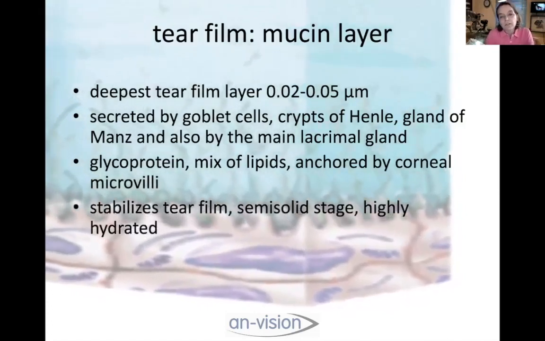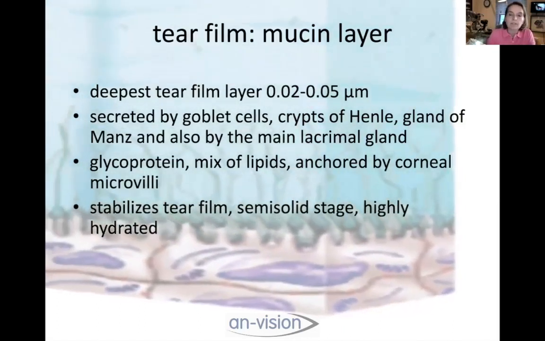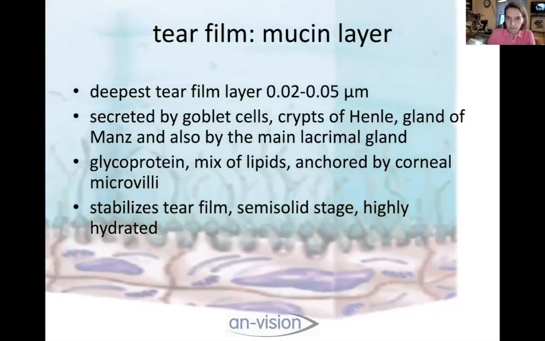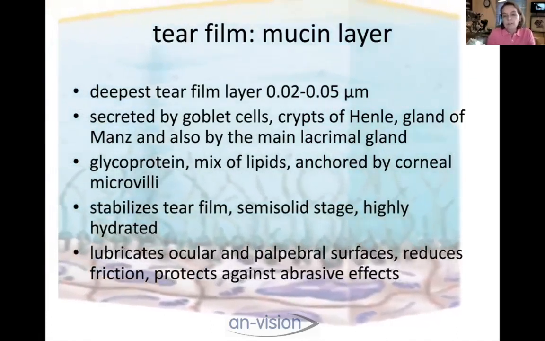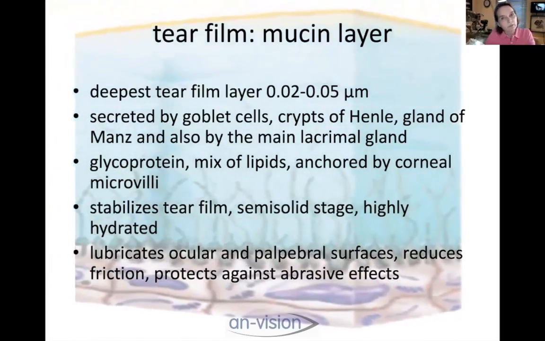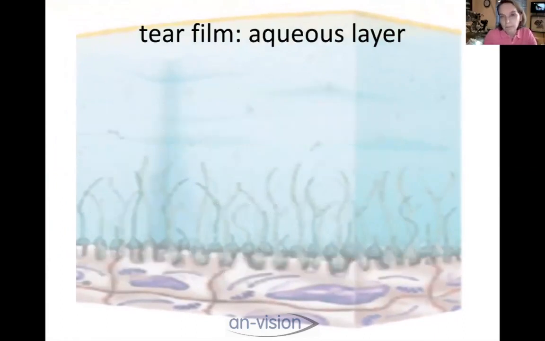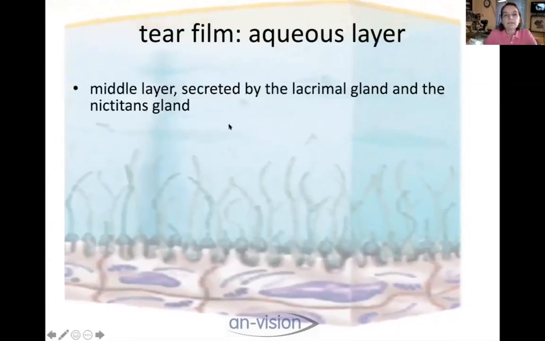So the mucin layer will stabilize the tear film, which is in a semi-solid stage, and it's a very hydrated structure. It also lubricates the ocular and palpebral surfaces and reduces friction when the lids open and close. So it protects against abrasive effects by the lids, and if it's not there, the lids will actually rub on the cornea. Then the aqueous layer, the big part, that's the middle layer.